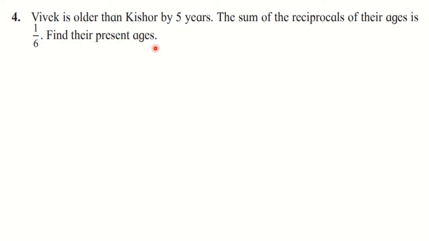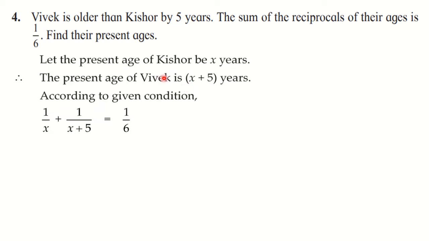So here two persons are there. See, Vivek is older than Kishore by 5 years. Means Vivek is elder and Kishore is smaller. So that way we have to think. So we will think of the age of Kishore first. If we are taking Kishore's age as x, Vivek's age will be x plus 5. So think and write down. So let the present age of Kishore be x years and therefore the present age of Vivek is x plus 5.